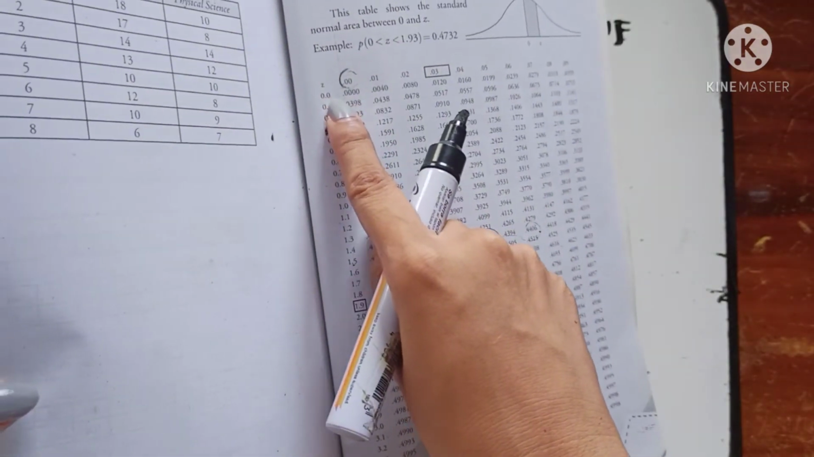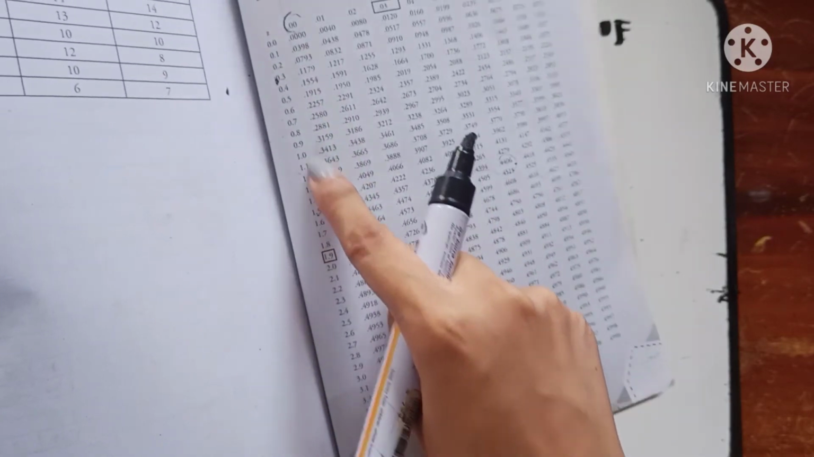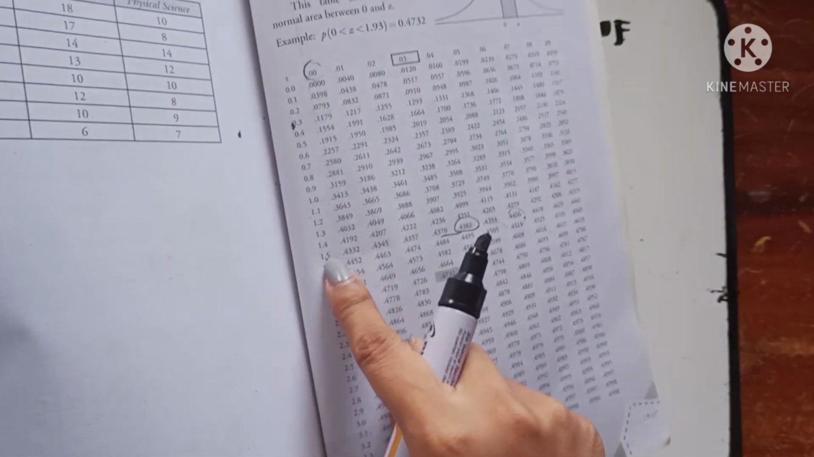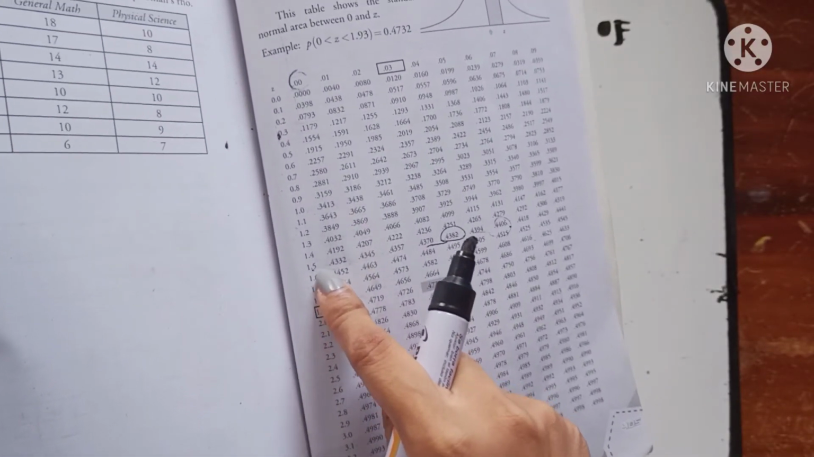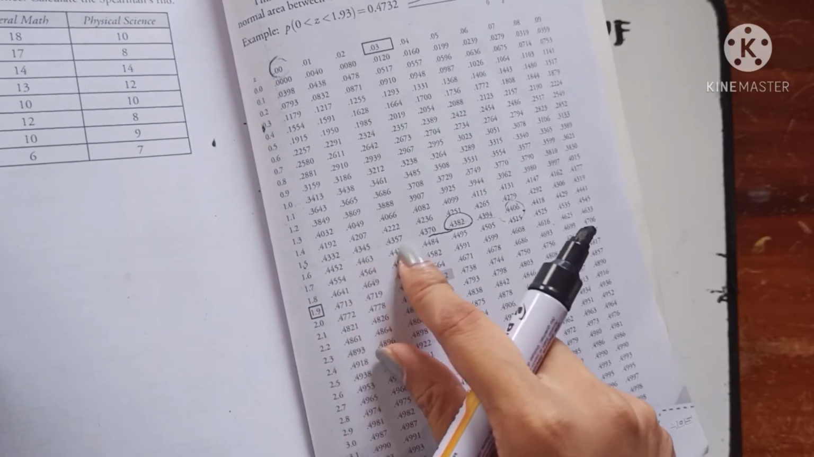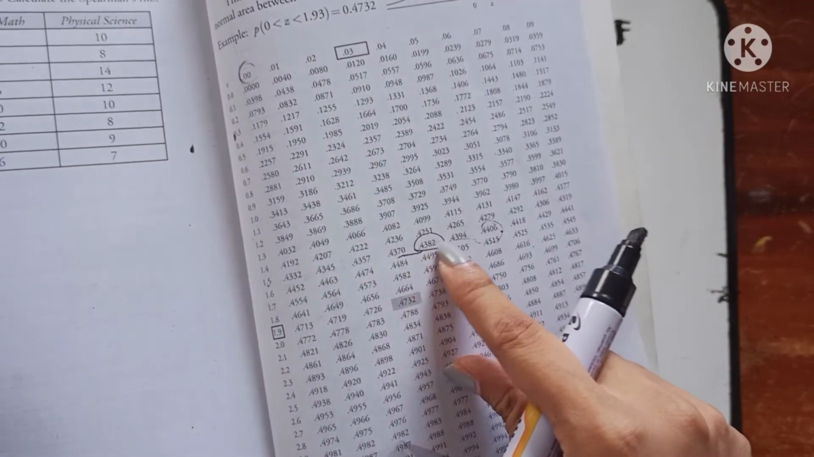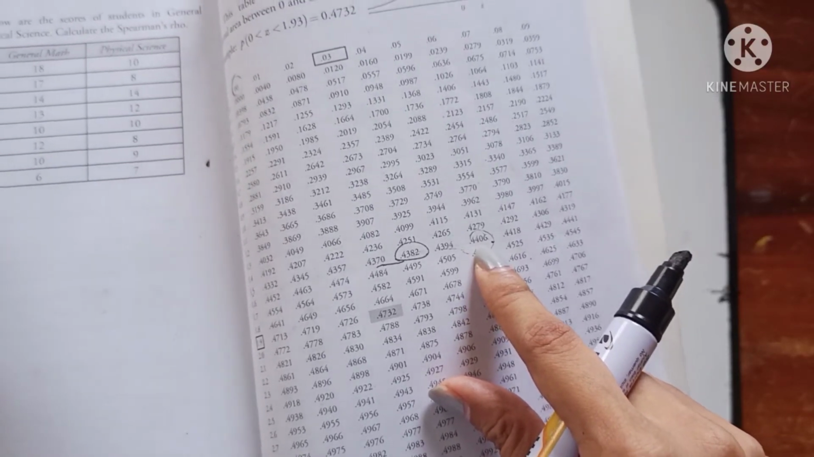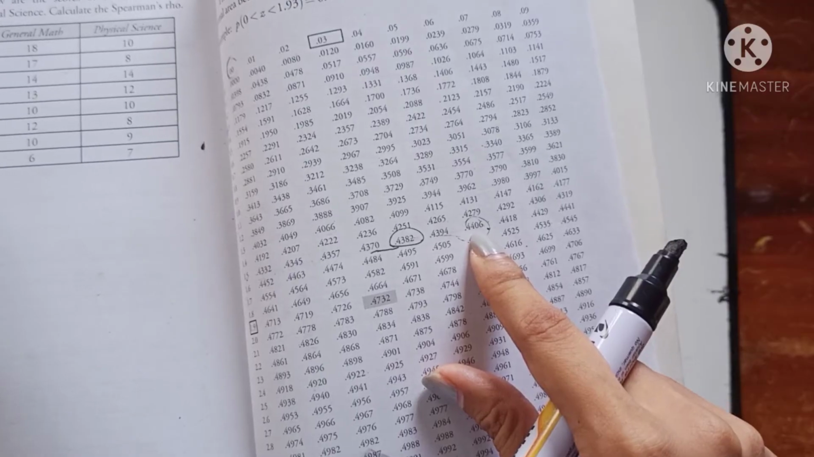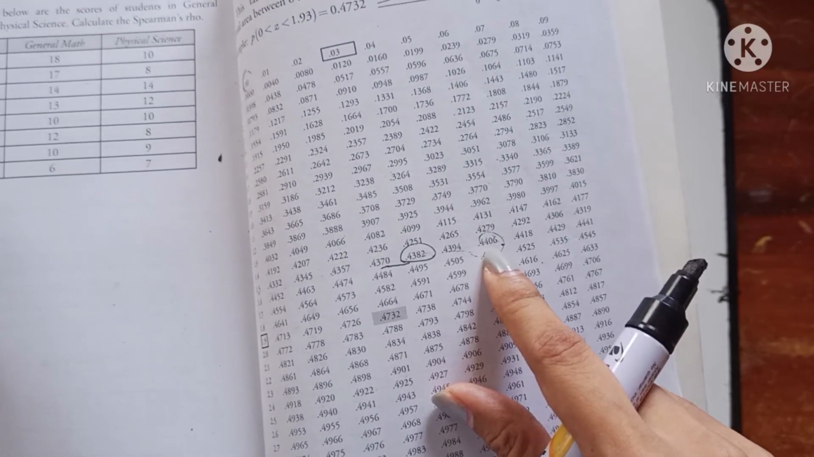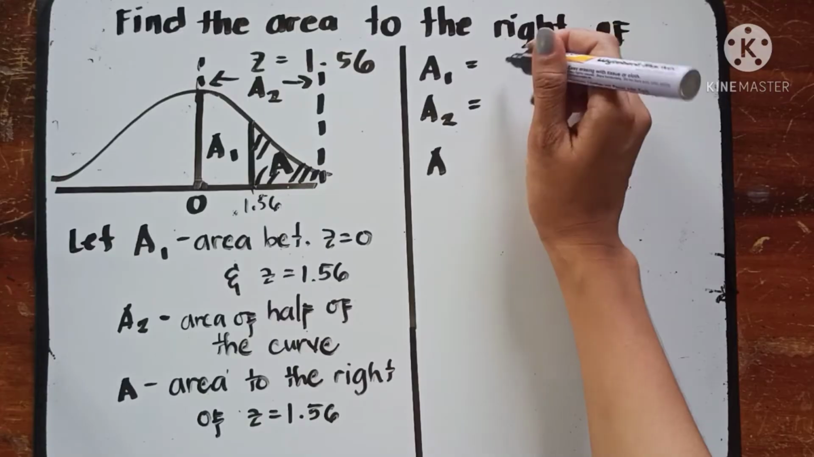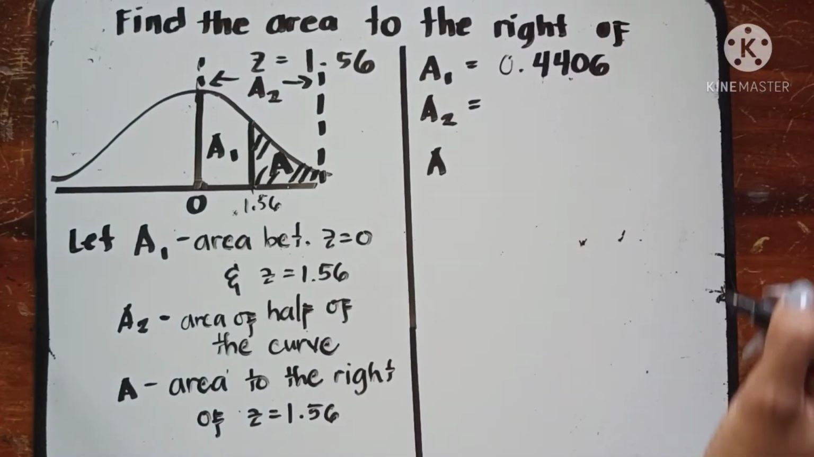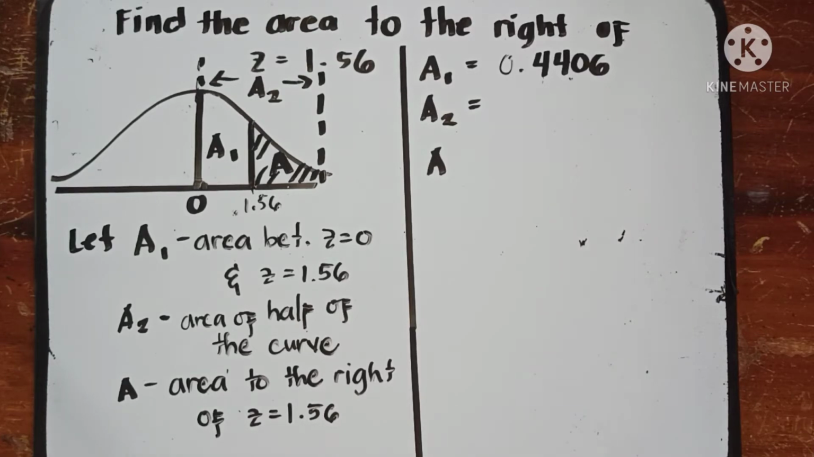So, sa first column, hanapin si 1.5. So, 1.56, 1.50, 1.51, 1.52, 53, 54, 55, 56. Okay, so 1.56, area ni 1.56 is 0.4406. Okay, so next, how about A sub 2?